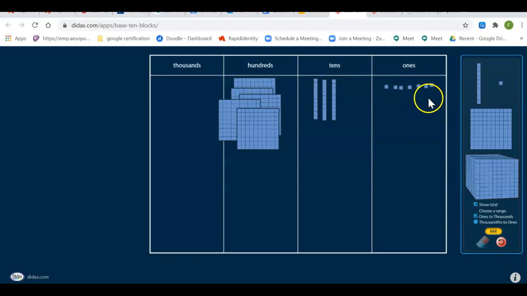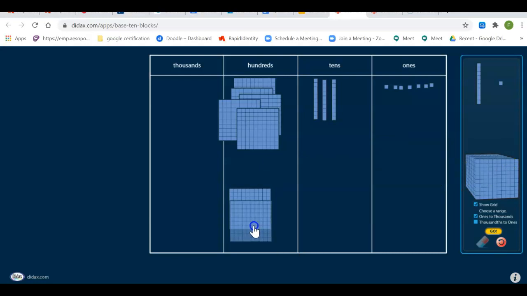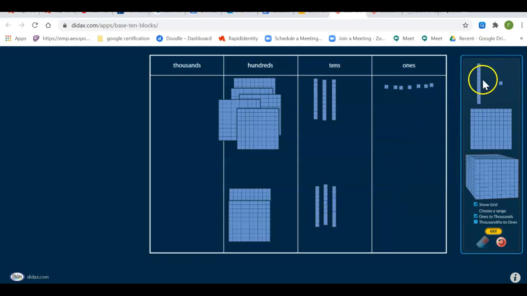Now we want to build the second number. We're going to build the second number. And we get 200s, what we need, 1, 2, and we need 9 tens, 1, 2, 3, 4, 5, 6, 7, 8, and 9. We got 9 tens, and we need 5 ones.